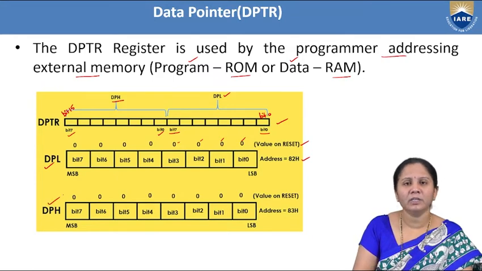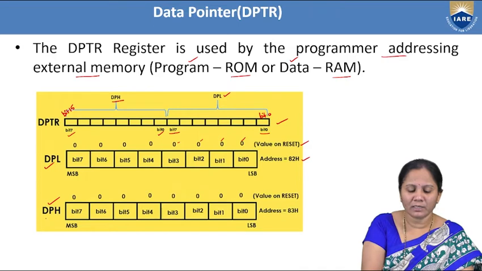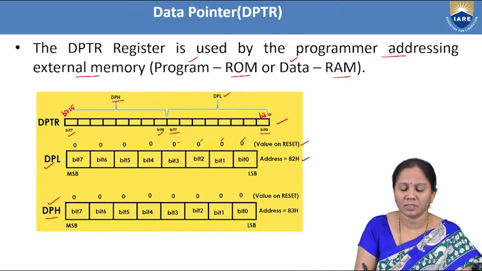And DPH, data pointer high, is also an 8-bit register. When this DPH register is reset, all these bits will hold a value 0. The fixed address for this DPH register is 83H.